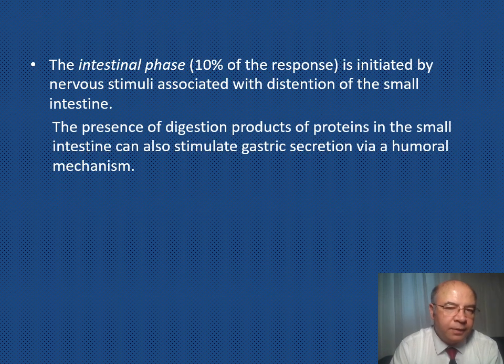The intestinal phase. The intestinal phase is responsible for 10% of the gastric secretion. It is initiated by nervous stimuli associated with distension of the small intestine. The presence of digestion products of proteins in the small intestine can also stimulate gastric secretion via a humoral mechanism.